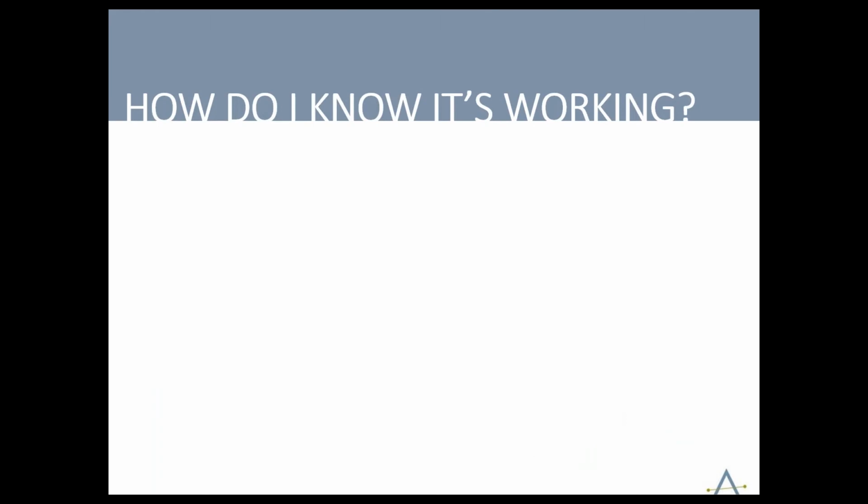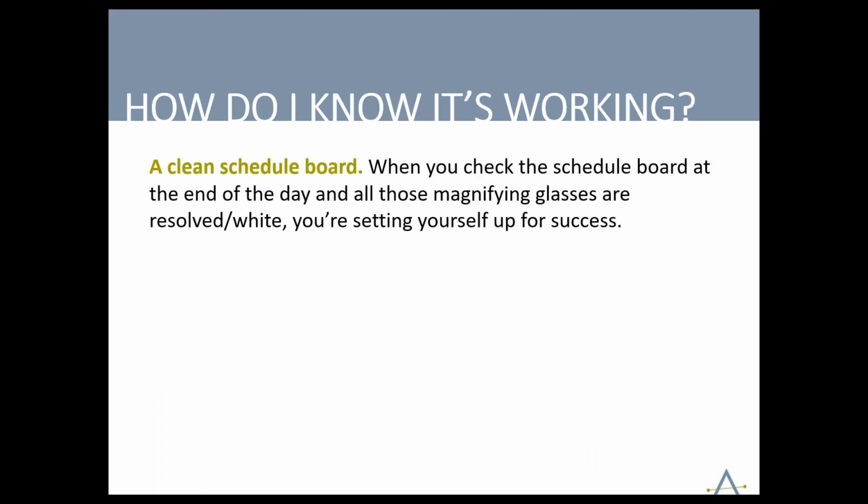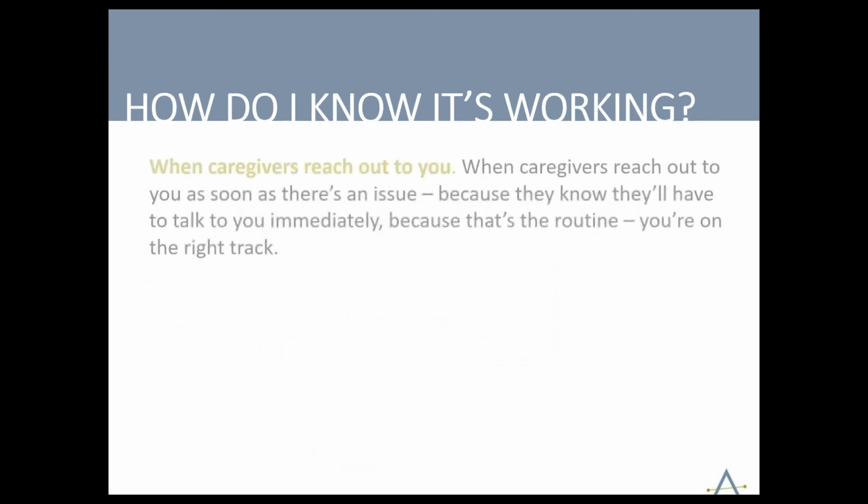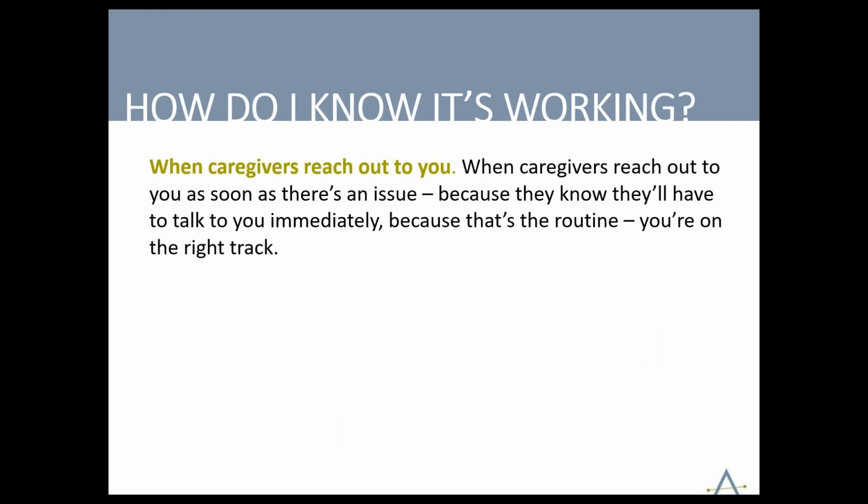Okay, so how do I know it's working? A clean schedule board. When you check the schedule board at the end of the day, those magnifying glasses are resolved, white, you are setting yourself up for success. What else? When caregivers reach out to you, again, they know it's the process. If they don't call you, you're going to call them. You are on the right track. You are creating that environment where communication is clearly important, and they've got to let you know what's going on.